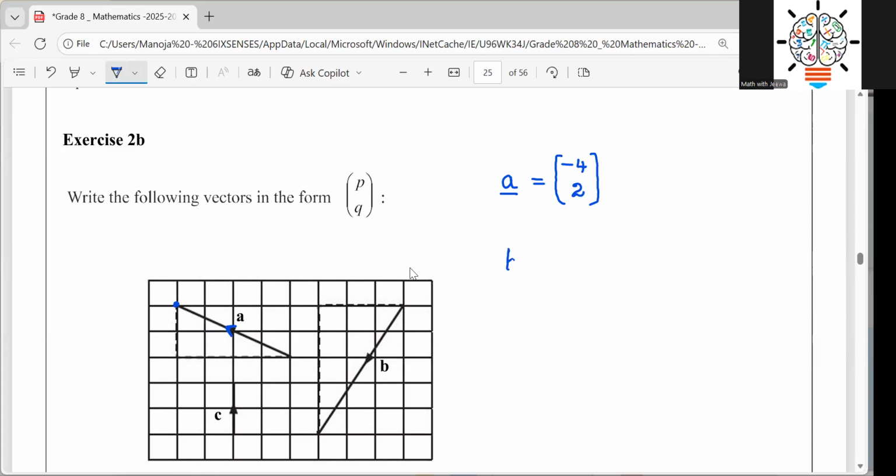Then I go to vector B. Now we'll see what happened. Again, I open the bracket like this, right? And if needed, you can have the arrow on the bracket like this, that's totally fine.